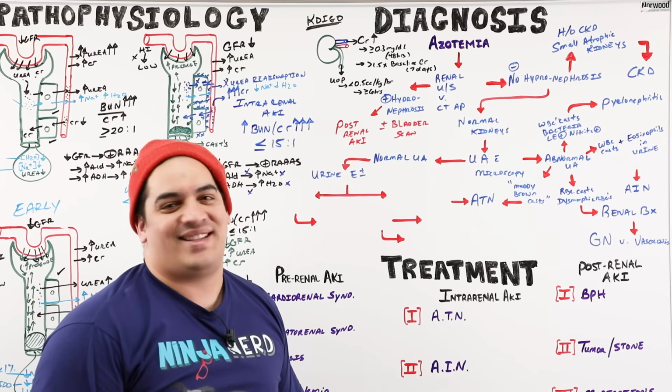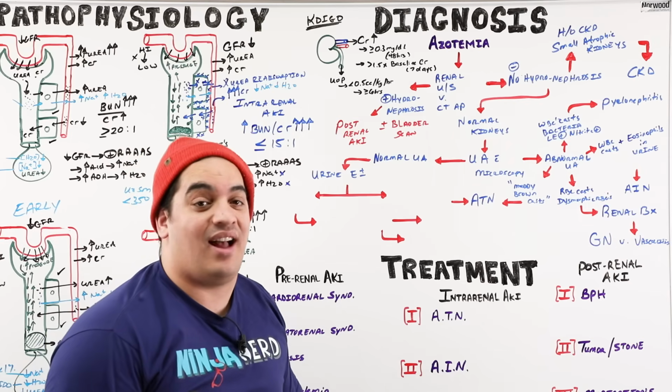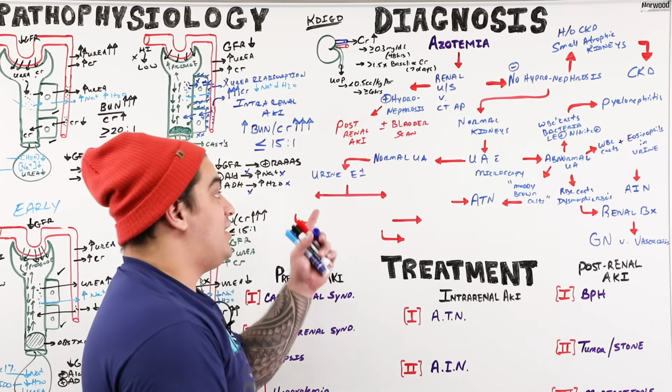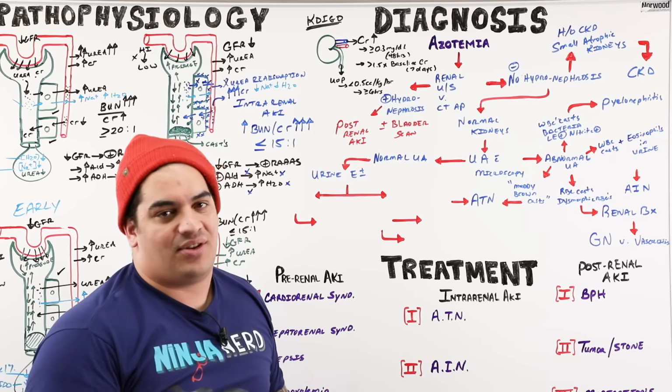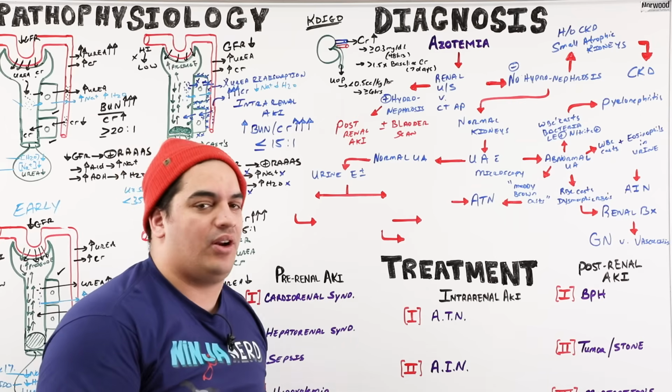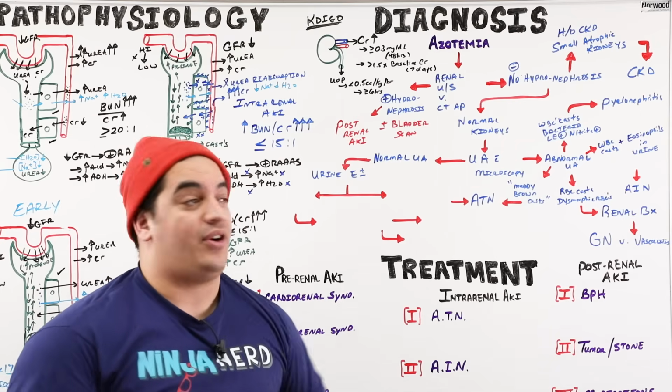Big thing to remember, this is not commonly clinically used. Actually, some of the guidelines say not to use the urine electrolyte studies because they're not super effective in differentiating pre-renal and intra-renal AKI. But it's something that you need to know for your exams.